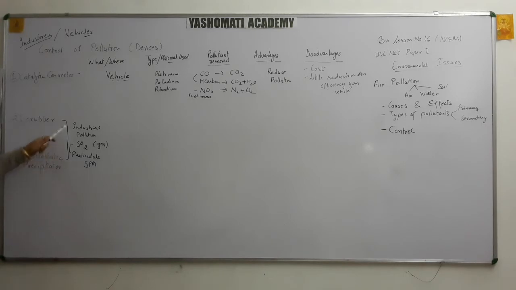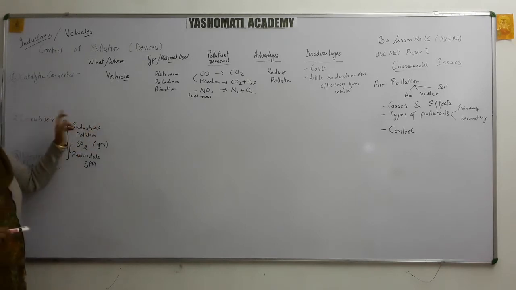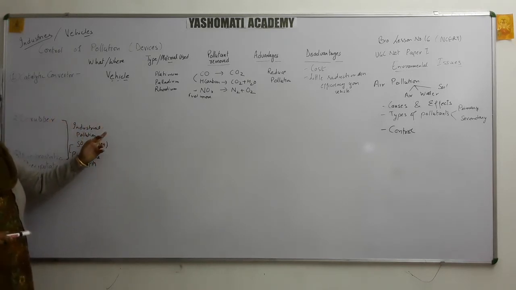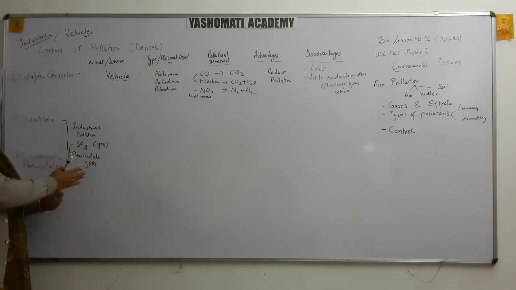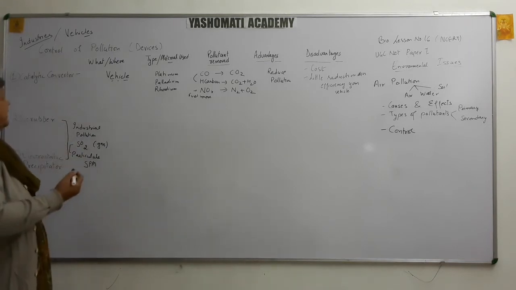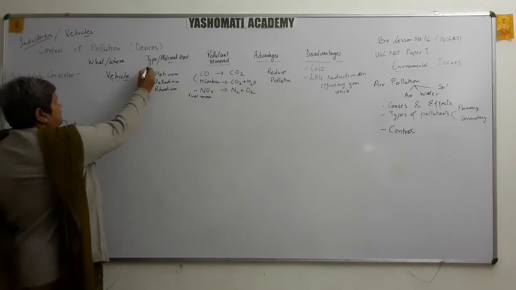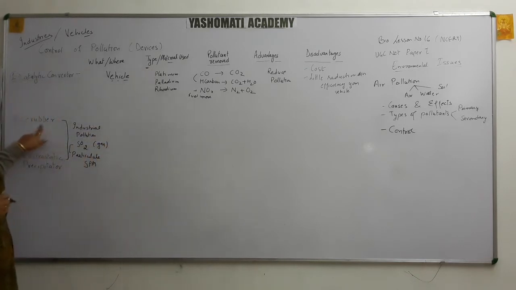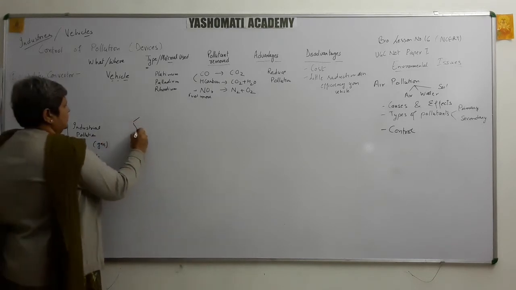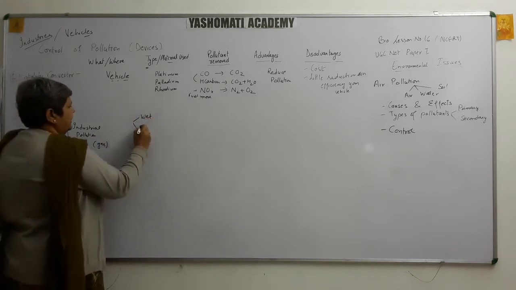So, for removing these pollutants, we use scrubbers and the electrostatic precipitator. Where are they used? They are used in industrial processes where these gases are coming out. Next, what are their types? Let us first discuss the scrubber. Scrubbers are of two types, wet and dry.